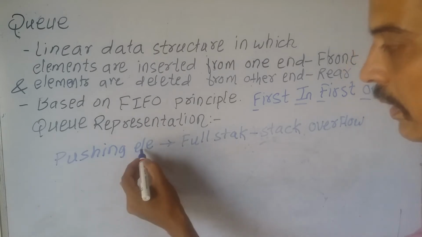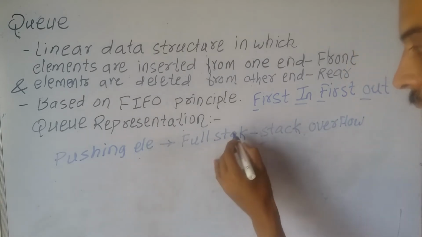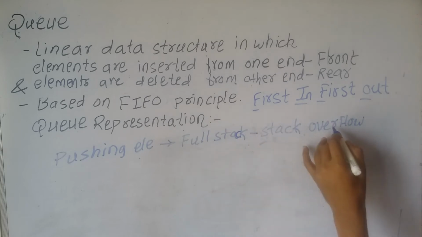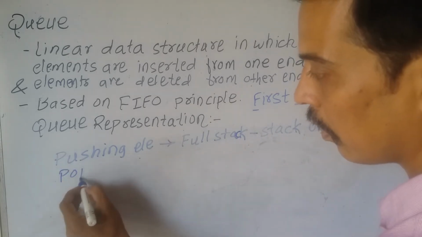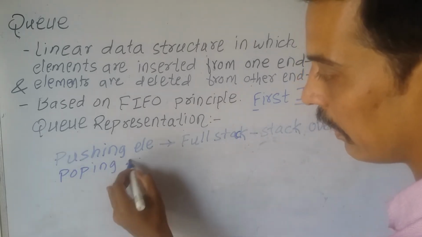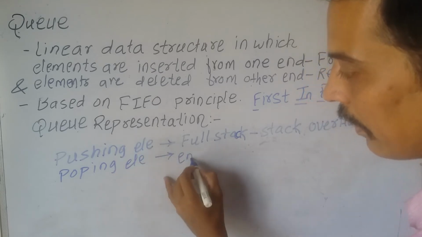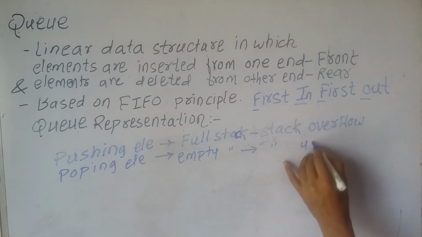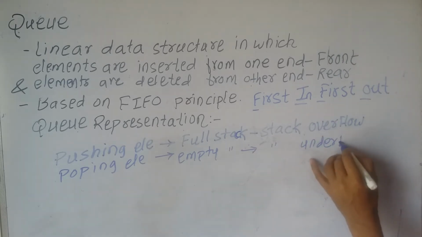If we are pushing elements onto a full stack which already has all its elements, it is called stack overflow. And if we are popping elements from an empty stack, where there are no elements in the stack, it is called the stack underflow condition.